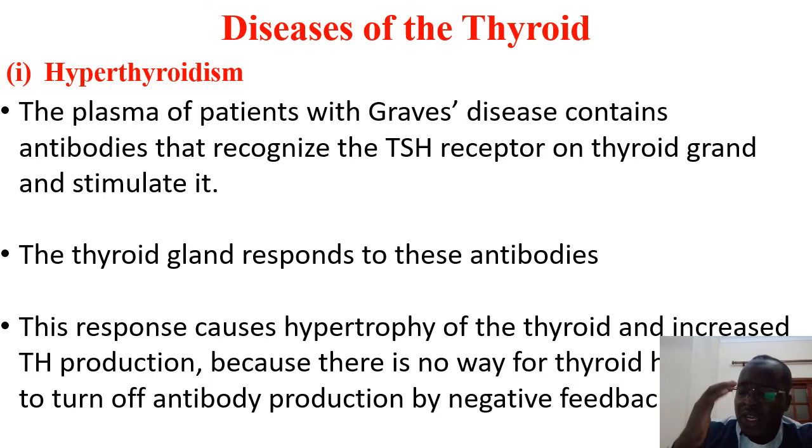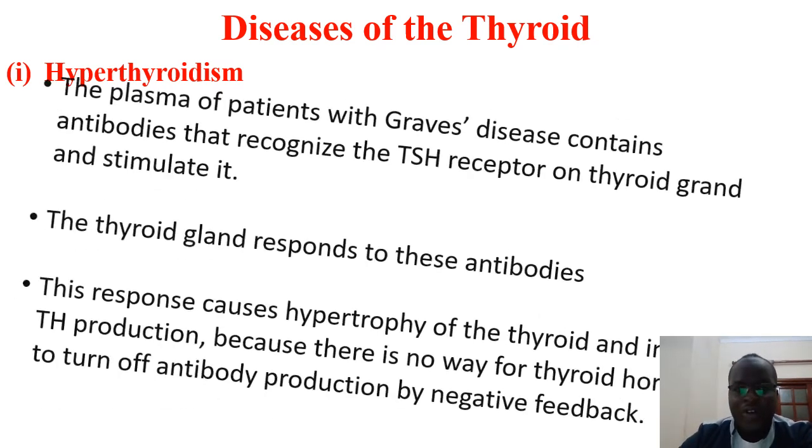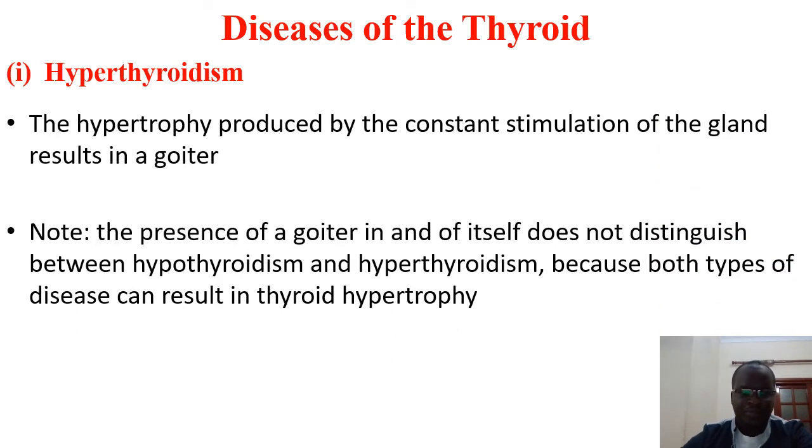Then those will go and bind to the thyroid stimulating receptors of the follicular cells, stimulating them to increase the production of thyroid hormones. Then the thyroid hormones will have metabolic effects that you will see in the disease of hyperthyroidism. The hypertrophy produced by the constant stimulation of the gland results in a goiter. So you can see the enlargement of the thyroid gland, which is called the goiter.